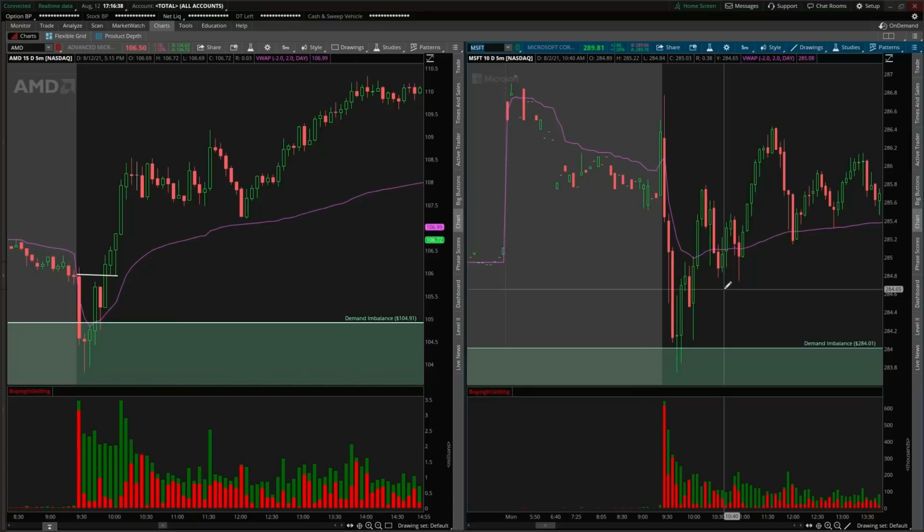But this is something you want to see. So we got some nice volume on these two names. This is the same day, AMD and Microsoft. We sell off into this demand zone at 104.91. On Microsoft, we sell into the 284 demand zone. We got some nice volume, some nice lower wicks, and we had a very clean bounce for about 6 or so points off this demand zone on AMD, and we got about a 3-point rally off this one on Microsoft.